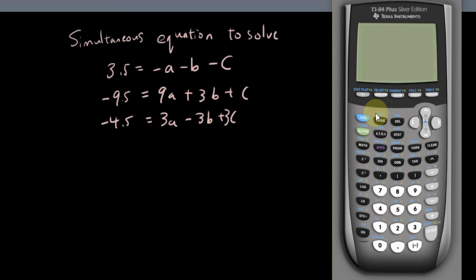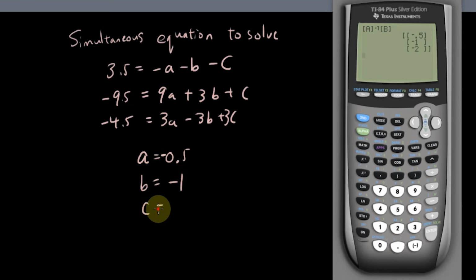Then all you need to do is go to matrix again. It's the first matrix, the 3 by 3 matrix, the inverse of that matrix, times the second matrix, which is your solutions. Press enter, and these are your answers. Going down the list, you have A, B, and C. So A is negative 0.5, B is -1, and C is -2.